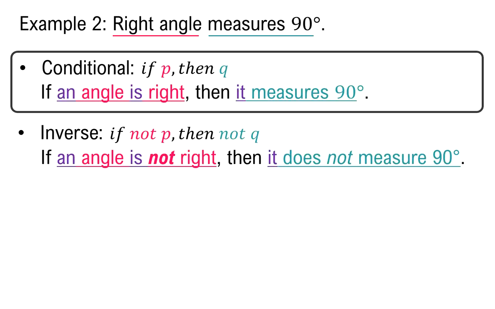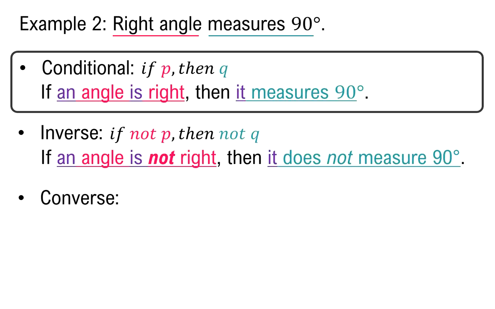So, dito makikita mo, ang ating hypothesis ay, an angle is not right. May word na not. And then, yung ating conclusion naman ay, it does not measure 90 degrees. Meron ding word na not. So, yung inverse statement natin, lalagyan lang natin ng negation ang kanyang hypothesis at yung kanyang conclusion.